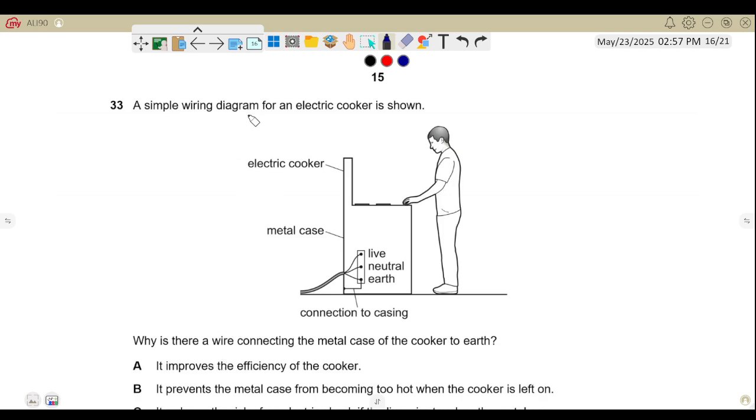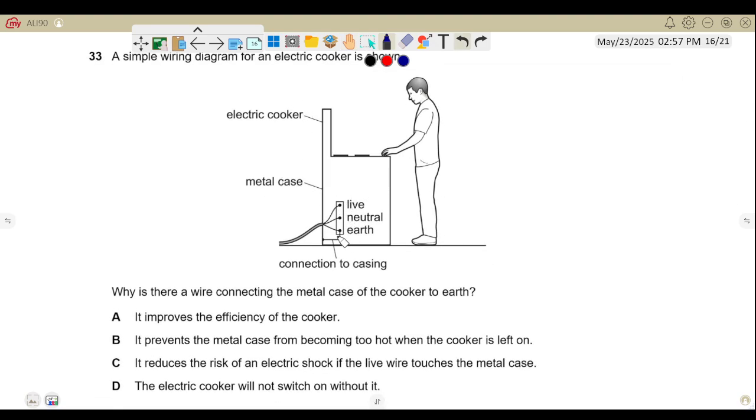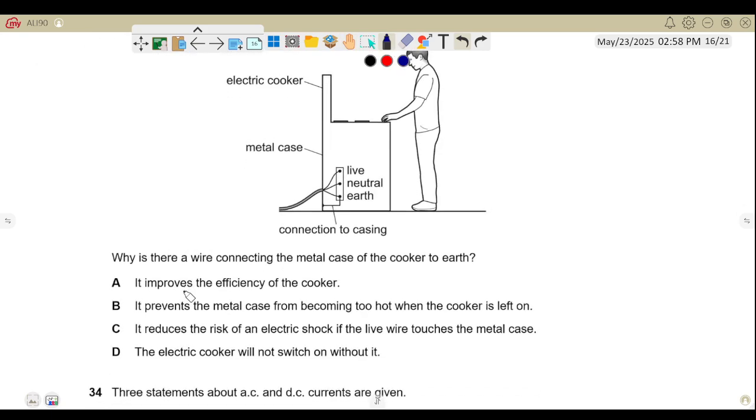A sample wiring diagram for an electric cooker is shown. We have this electric cooker with a metal case and 3 wires: the live, the neutral, and the earth. So this connection to casing means the earth wire is connected to the case. Why is there a wire connecting the metal case of the cooker to earth? Is it that it improves the efficiency of the cooker? No.